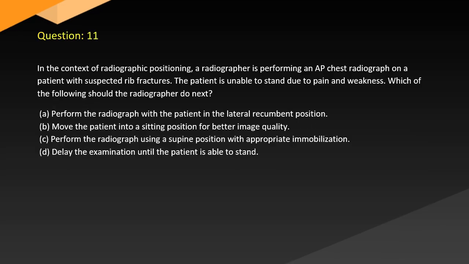Question 11. In the context of radiographic positioning, a radiographer is performing an AP chest radiograph on a patient with suspected rib fractures. The patient is unable to stand due to pain and weakness. Which of the following should the radiographer do next? A. Perform the radiograph with the patient in the lateral recumbent position. B. Move the patient into a sitting position for better image quality. C. Perform the radiograph using a supine position with appropriate immobilization. D. Delay the examination until the patient is able to stand.